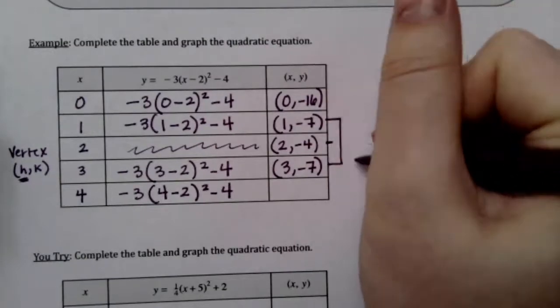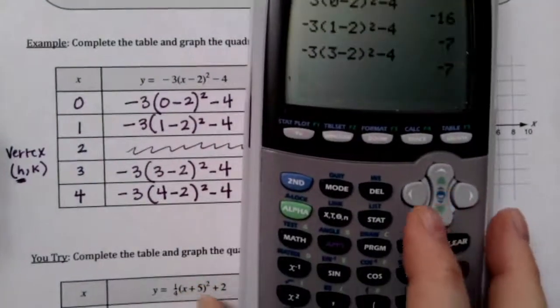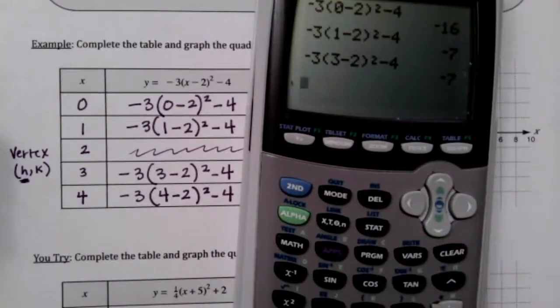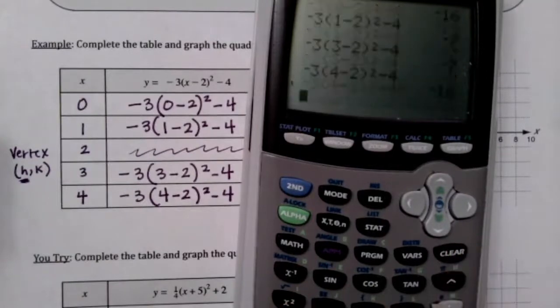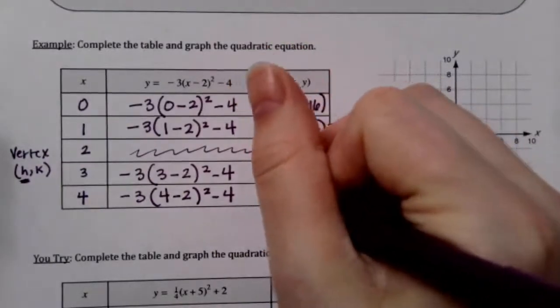And then hopefully these last two should match because we have symmetry in quadratics. So it makes sense that they would have matching values. So let's check the last one. And we get -16, which is what we were hoping for.